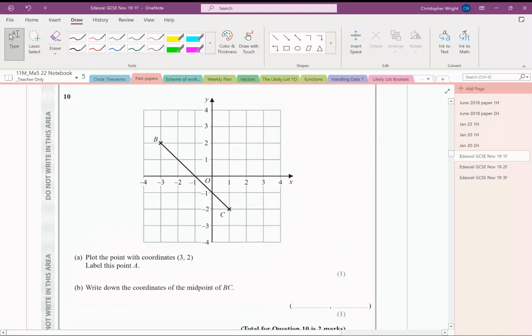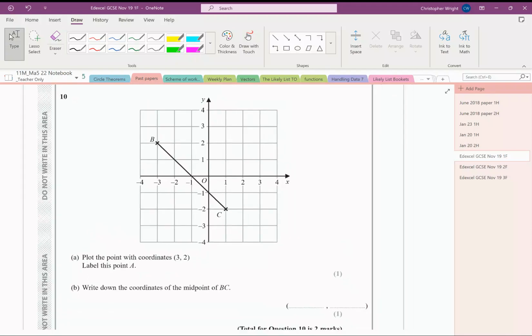Number 10. Plot the point with coordinates 3, 2. Label this point A. 3, 2. 3 along, 2 up. Label it A.